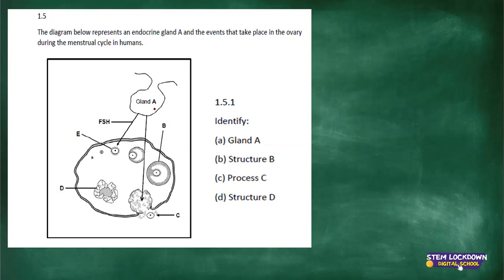1.5.1A, identify gland A. What gland is involved in the process there, in the reproductive system or in the gonads? That is the pituitary gland over there. It's also called the hypophysis. Question B, structure B.